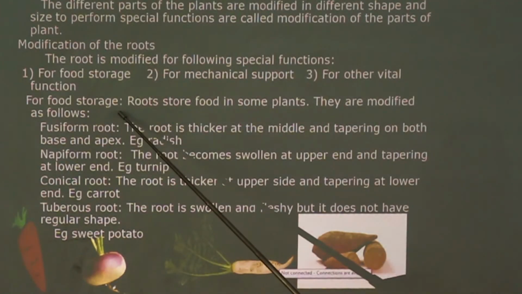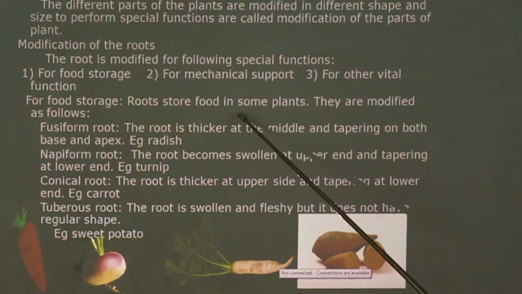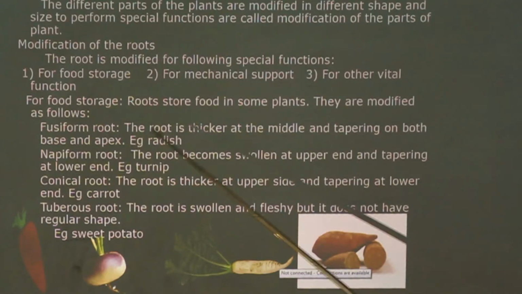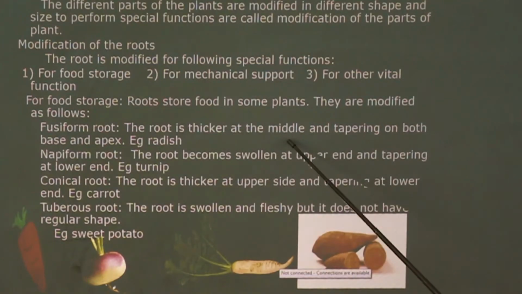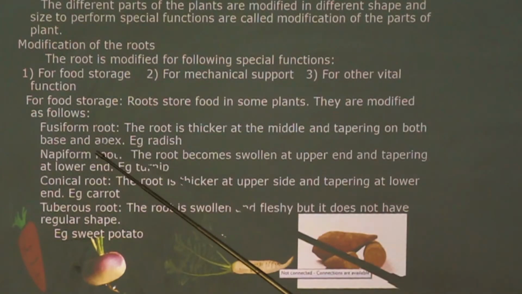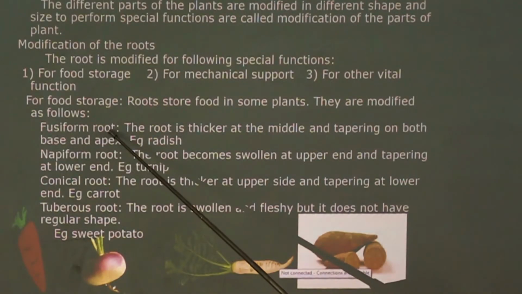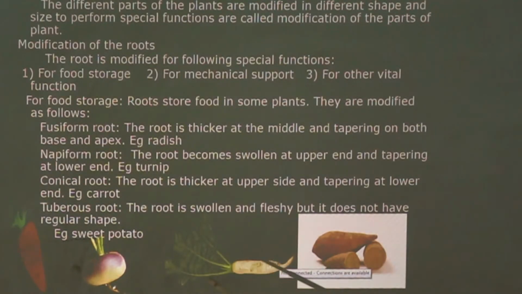For food storage, roots store food in some plants. They are modified as follows. Fusiform roots. The root is thicker at the middle and tapering on both sides, base and apex, and is called a fusiform root. Radish. This radish is swollen at the middle part and tapering at both ends. This type of root is called fusiform. It stores food. That's why we also eat this radish that stores food for itself.